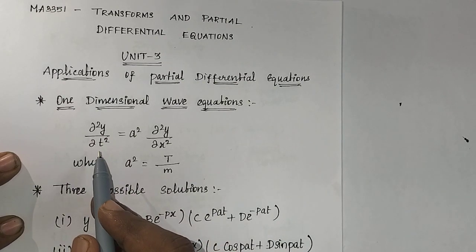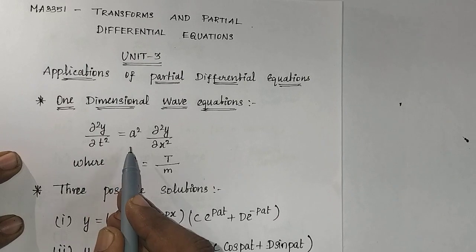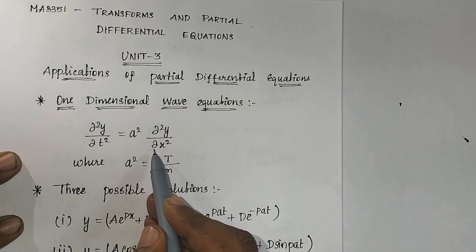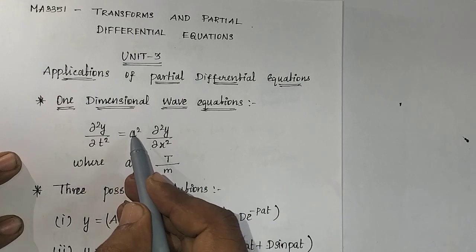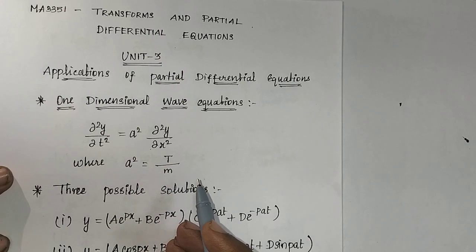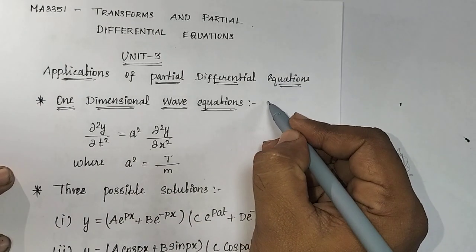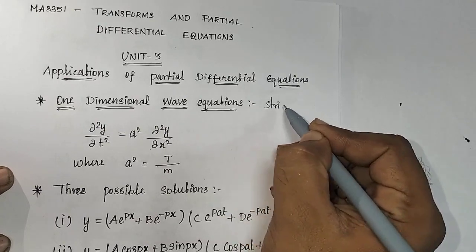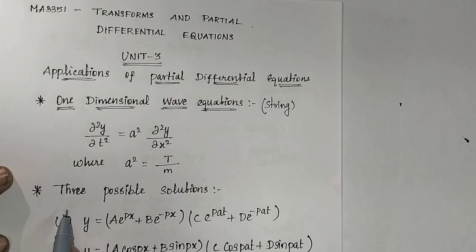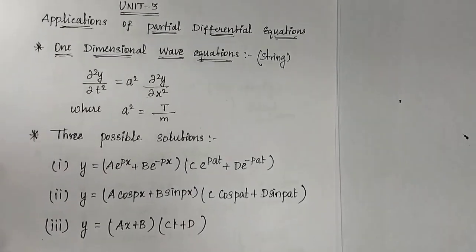That is, dou square y divided by dou t square equals a square into dou square y divided by dou x square. Here a square equals T divided by m, that means tension divided by mass per unit length of the string. This one dimensional wave equation we are dealing with, the string, based on problems. Okay. So here we have 3 possible solutions.